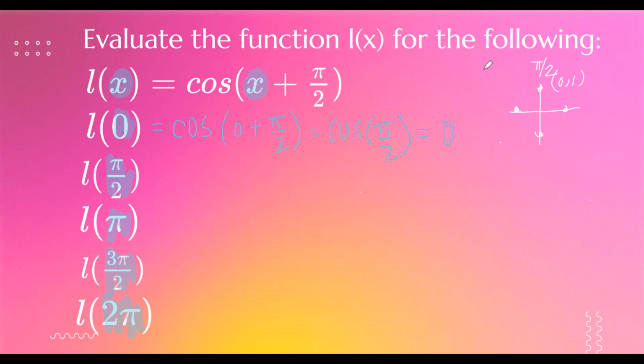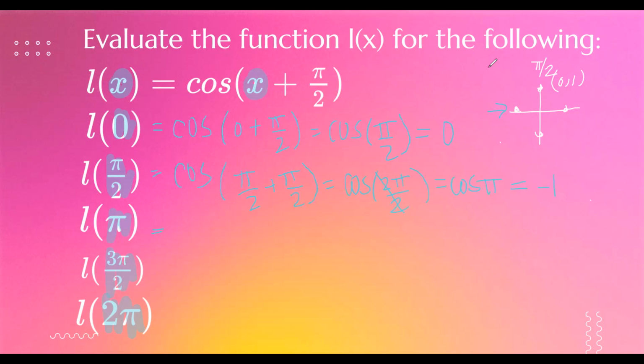Let's do the next one. L of pi over 2 is going to become cosine of pi over 2 plus pi over 2. That gives us cosine of 2 pi over 2, or we can reduce that to just cosine of pi. Cosine of pi is right over here, and that coordinate is -1, 0, so cosine of pi is -1.